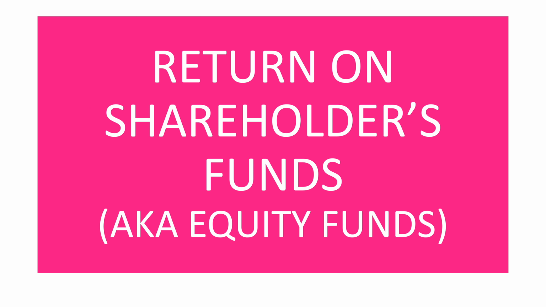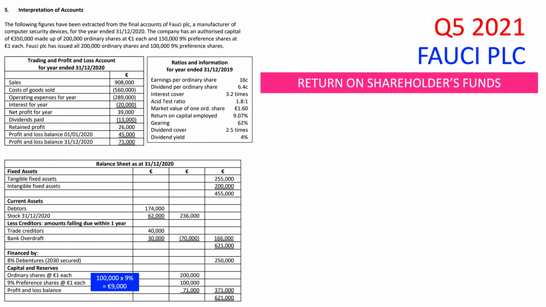Okay, so that's all the return on capital employed questions done. Now we'll look at the return on shareholders' funds. The return on shareholders' funds is basically the same as the return on capital employed, but we're only looking at the shareholders' funds. The shareholders' funds are the ordinary shares, and the profit and loss balance as well. So that's all we're going to be looking at here. What is the return on the money that the shareholders have put into the business?